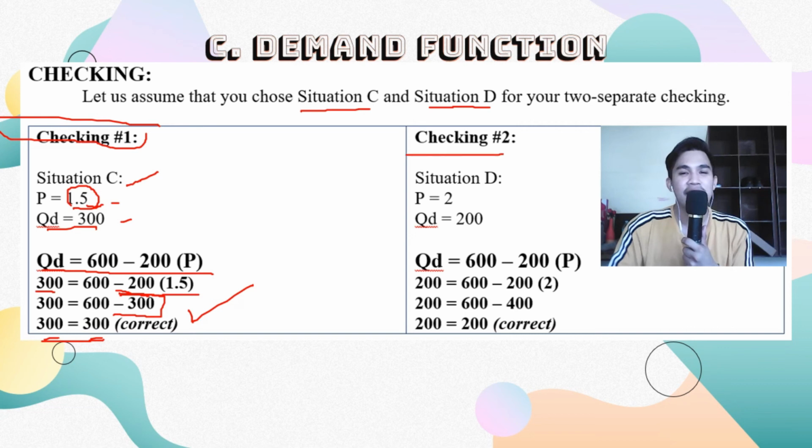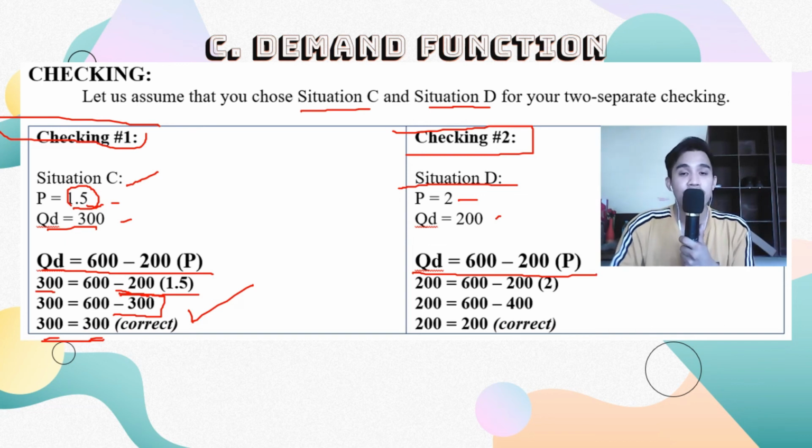So next, for checking number 2, we will be using situation D. For situation D, we have P is equal to 2. So tingnan nyo ito doon ha sa demand schedule. Sa demand schedule talaga mag-base. And our QD for situation D is 200. So we will be using our final demand equation. So QD is equal to 600 minus 200 times P.